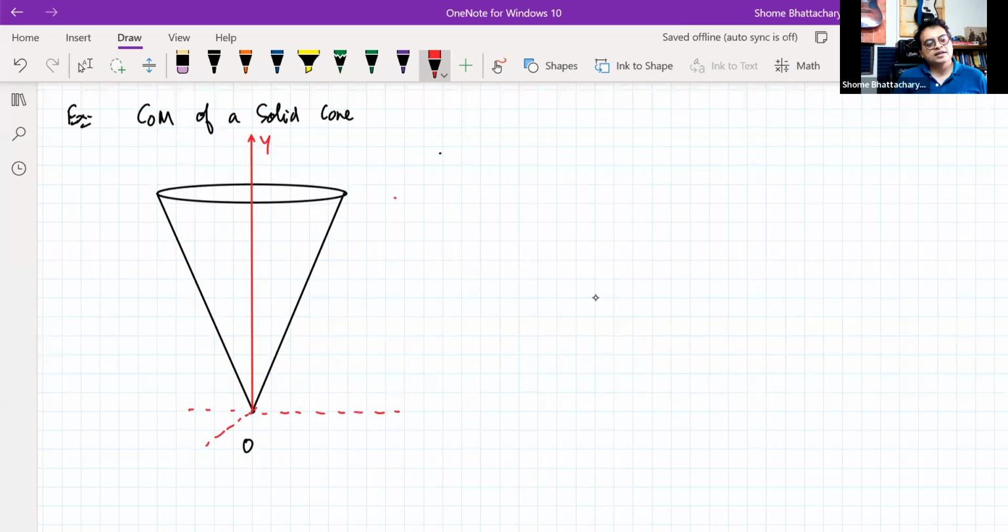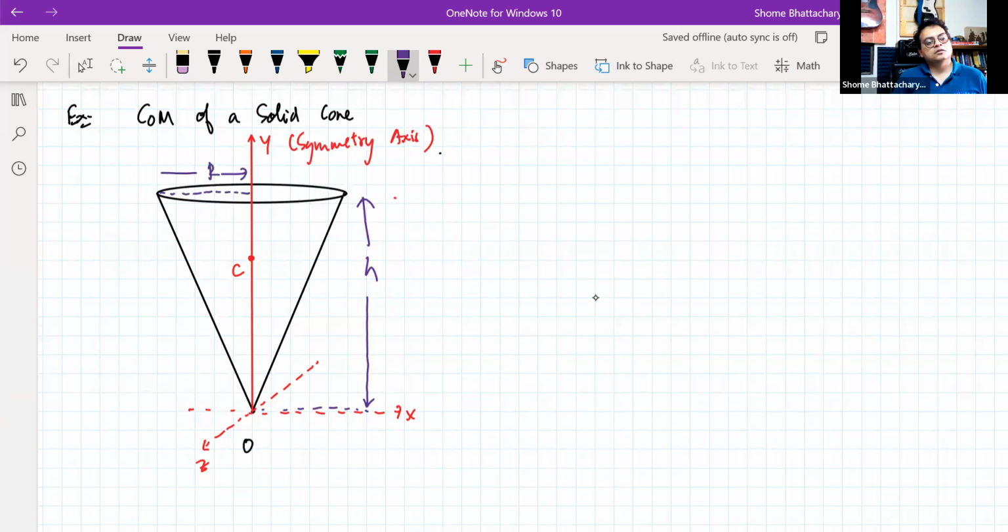The base of the cone is lying parallel to the XZ plane. The y-axis is the symmetry axis. So we can visualize that the center of mass will lie somewhere here. From the shape of the cone, if the height of the cone is h, then the center of mass should lie at a y coordinate definitely greater than h by 2, because it's becoming thicker as you go up. And this base radius is R. Keep that in mind.